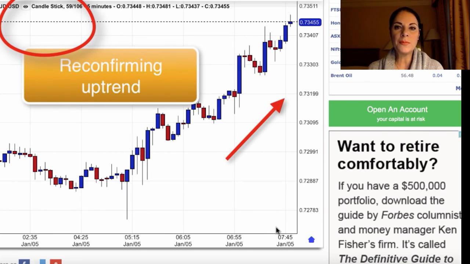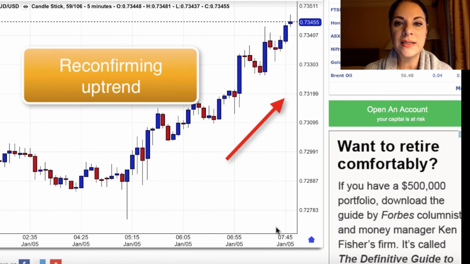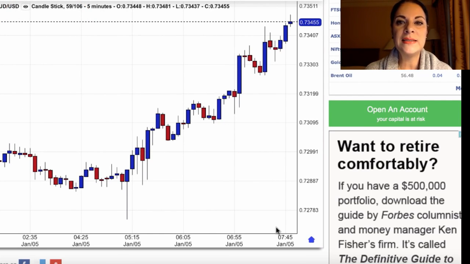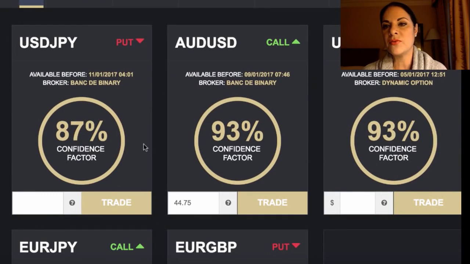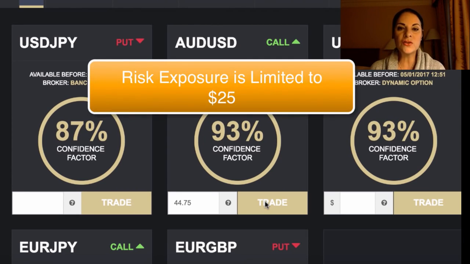So confirming the uptrend, and I will take the trade immediately, and we'll see how the second one goes. You have to remember that the maximum risk I have at this point is to lose the first $25 that I have put. So in this case, the risk exposure is always going to be limited only to the first $25.